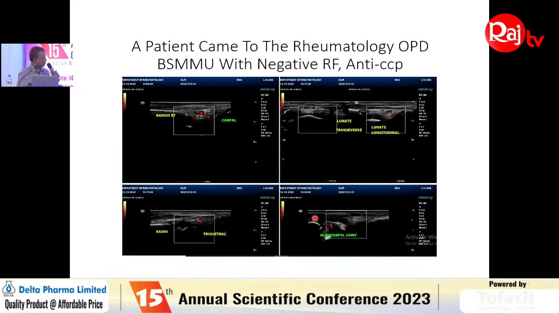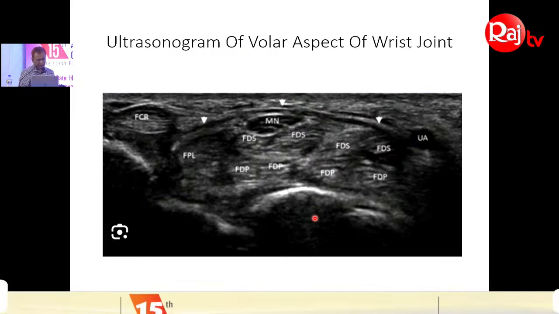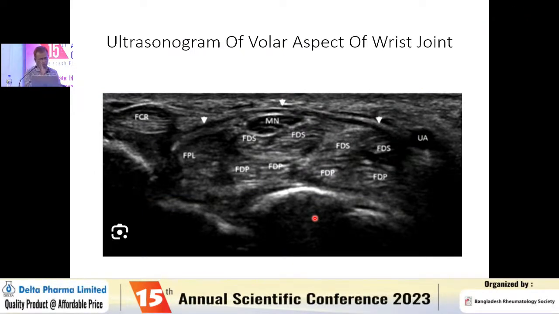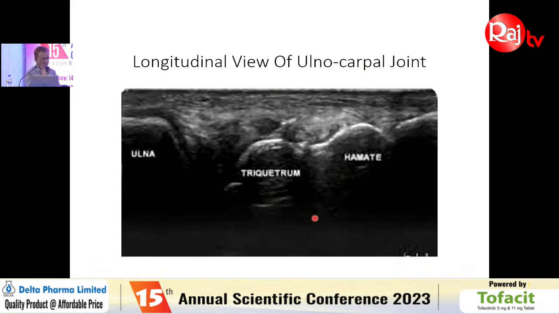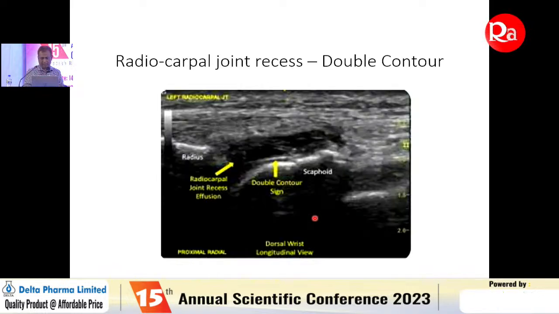And a patient came to the rheumatology OPD with negative rheumatoid factor and anti-CCP. And here we found inflammatory arthritis findings in the patient. This is the volar aspect of the wrist joint, where the most important bulk is the profundus and superficialis. You have to know the anatomy of these structures and also the small bones and their proximal and distal rows, and you can look at them, and in a similar way you can identify inflammatory arthritis as well as tenosynovitis. This is the radiocarpal joint in the volar aspect.